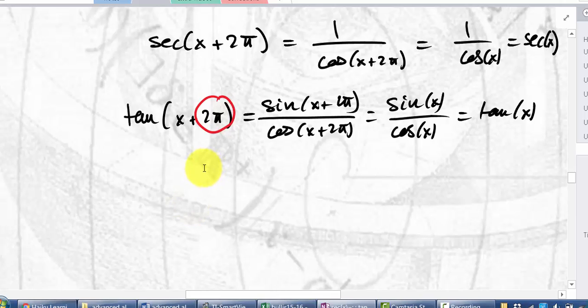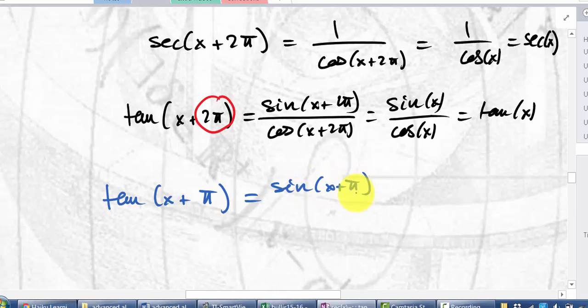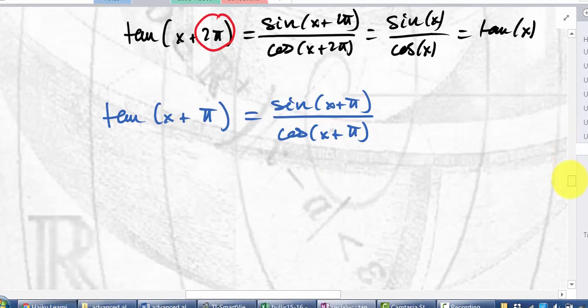Let me show you. Let's now check out the tan of x plus pi. What is that? This is the sine of x plus pi over the cosine of x plus pi. Now, the sine of x plus pi is not equal to sine x. Let's check it out.